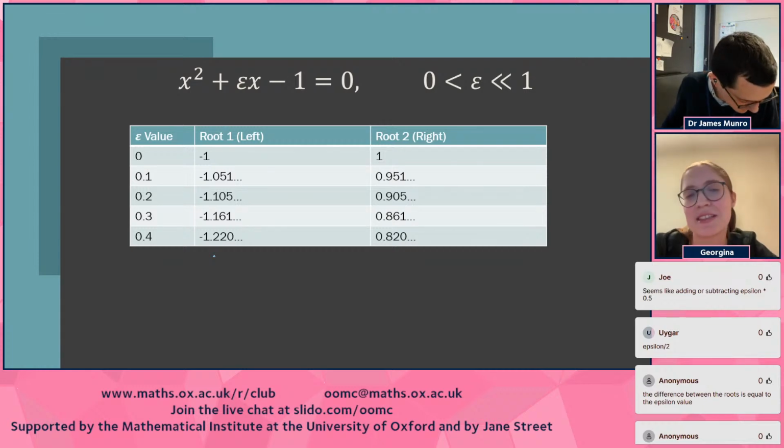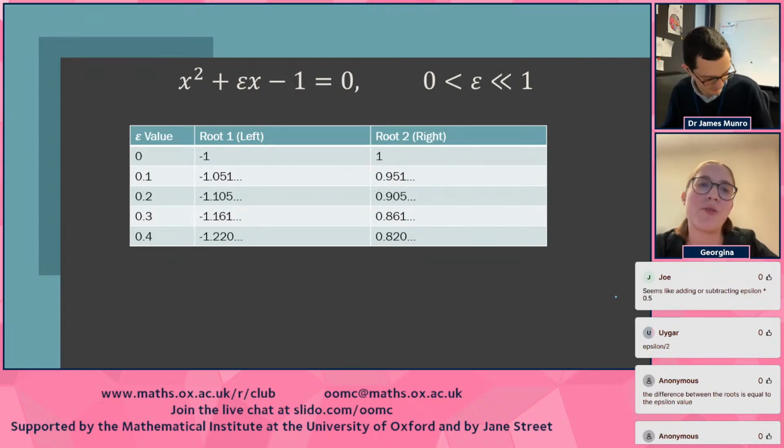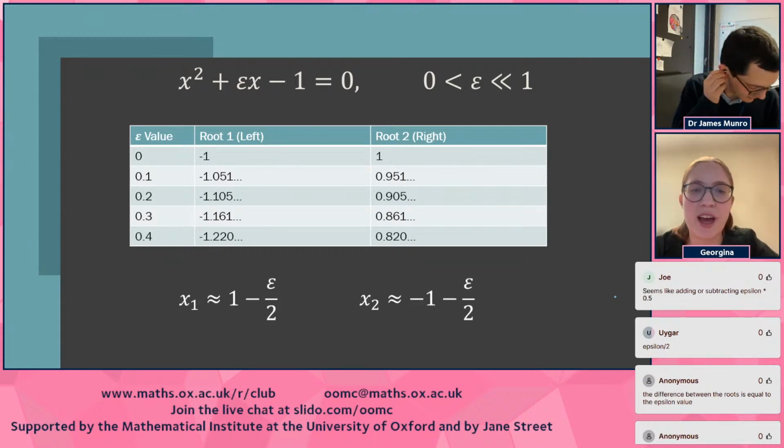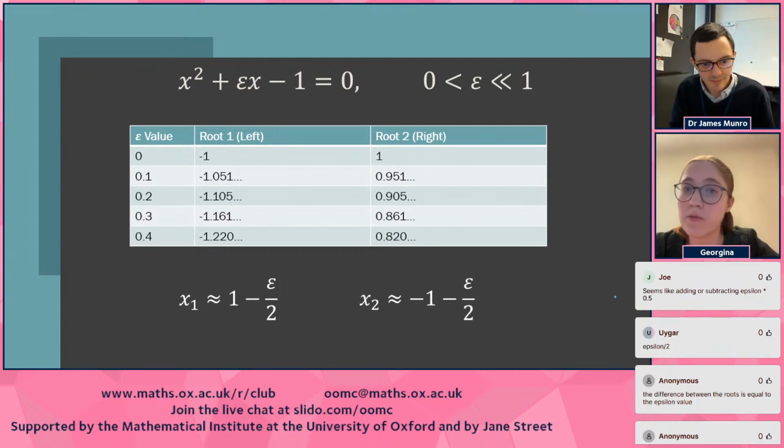Yeah, and that's the key thing I really wanted to get across here. So when epsilon is 0.1, half of that is 0.05. And so we get to about minus 1.05, or 0.95, approximately. Hopefully that makes sense.